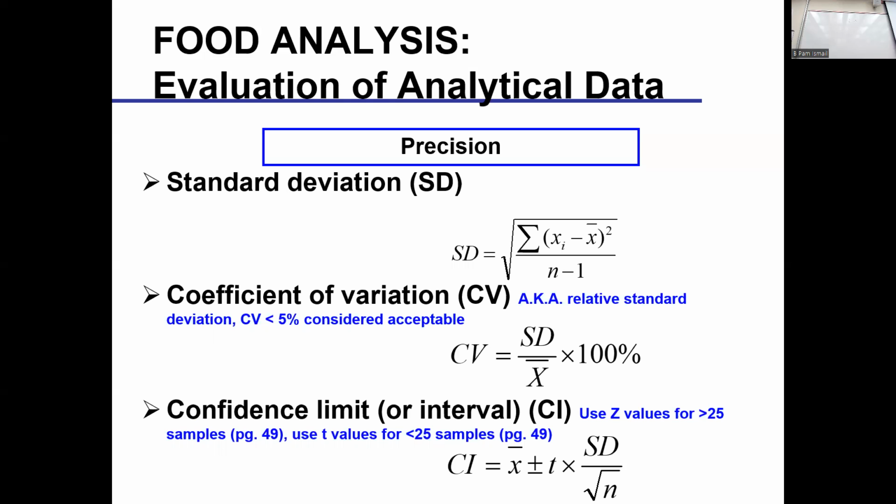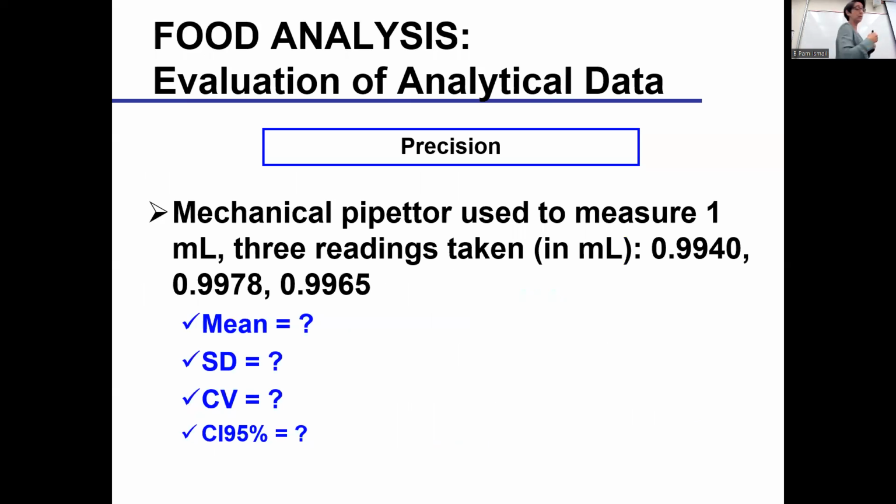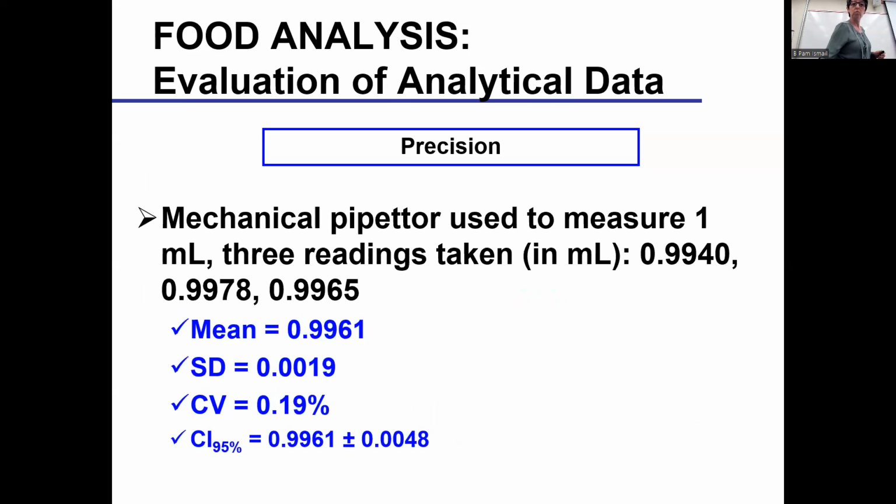Okay, let me go to the actual numbers. So this is your actual mean. So your standard deviation is equal to the square root of, the first one is your first measurement, let's say 0.9961 minus your mean, squared.